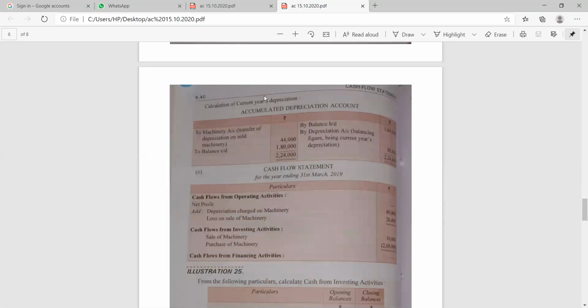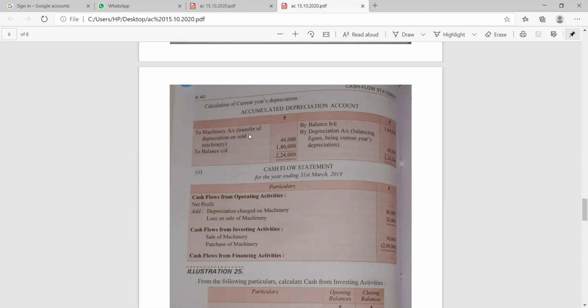I have the answer to your query that I know very well is floating in your mind: when the accumulated depreciation is given 2 times, what to do with that? The opening and closing balance of accumulated depreciation is to be shown in the accumulated depreciation account. First, the opening balance 1,64,000 is given over here, and the closing balance, that is 1,80,000, is given. The depreciation on the machinery sold is known as the current year depreciation, that is shown over here to machinery account.